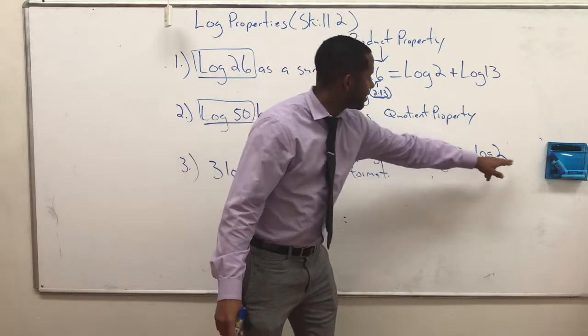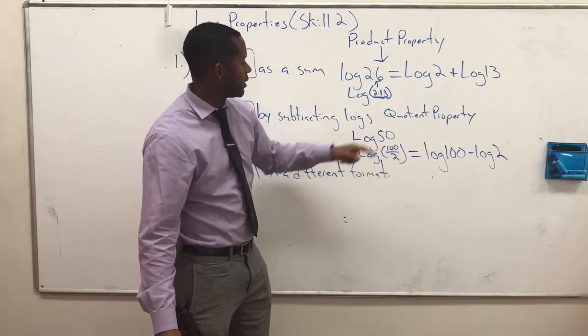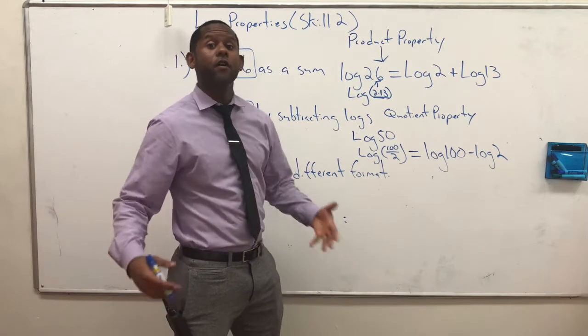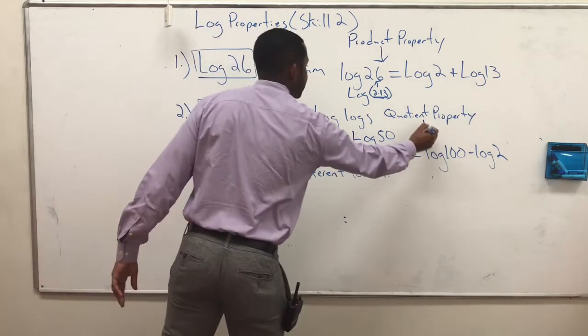So when they're subtracting, I can divide 100 divided by 2 to put it together, which gives me that log of 50. That's your quotient property.